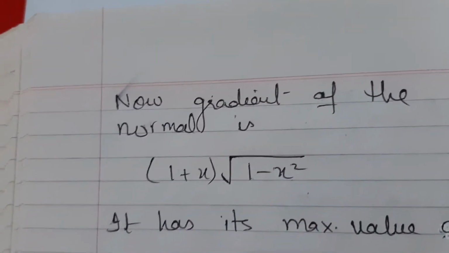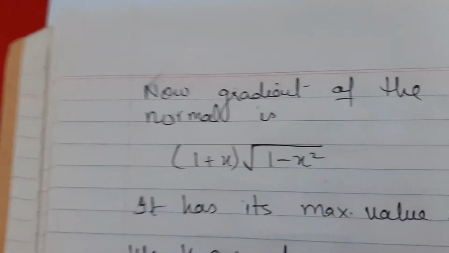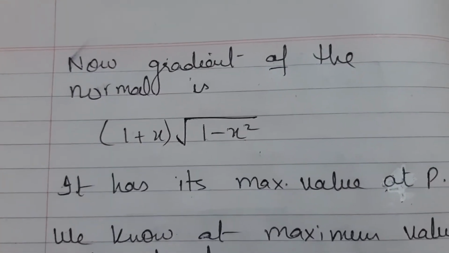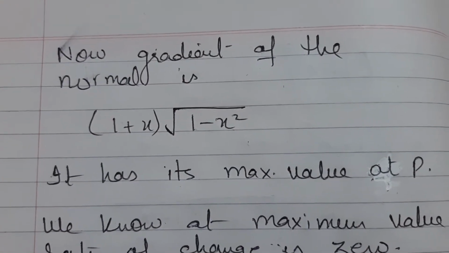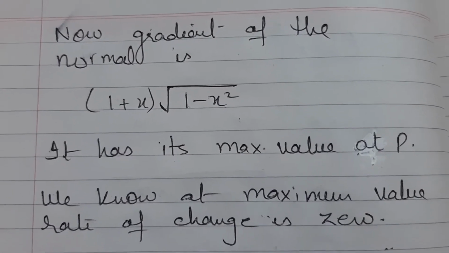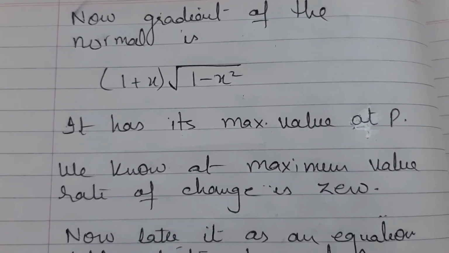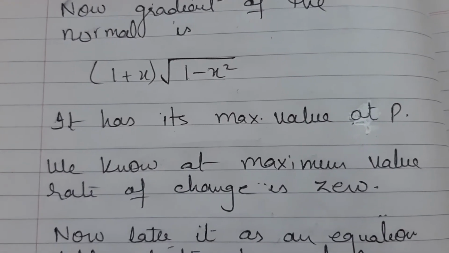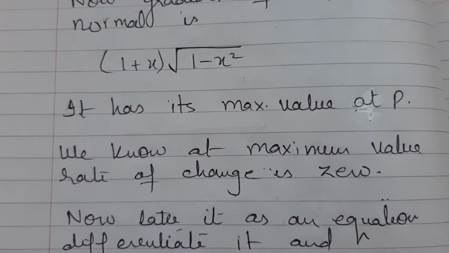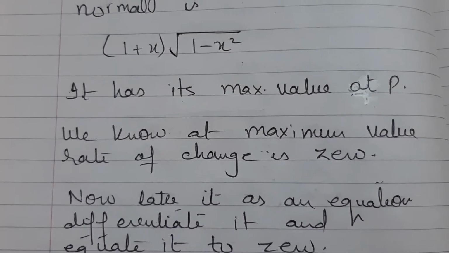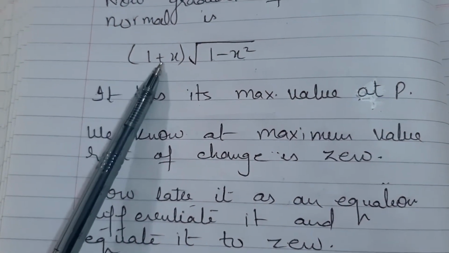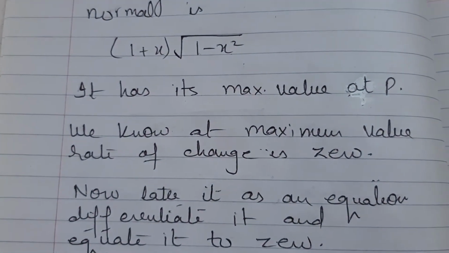Now the second part of the question was saying that the gradient of the normal, the normal we have found. To find the gradient of this normal, what will I do? The question was saying that it has maximum value at P. I have just written down the main point here again. Whenever we are talking about maximum or minimum value, it means the rate of change is 0 there. So I will differentiate this equation again using the u into v formula, which is the product rule.